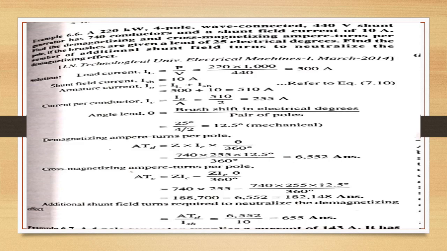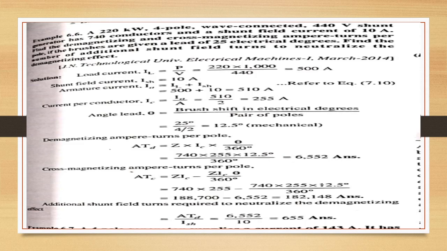Demagnetizing ampere turns per pole ATD is given as Z into IC into theta by 360 degrees. So substitute Z, IC, theta values. 6552 is the answer for demagnetizing ampere turns per pole. Cross magnetizing ampere turns per pole ATC is given as ZIC into (1 by 2P minus theta by 360). Substitute all the values. 182,148 is the answer.